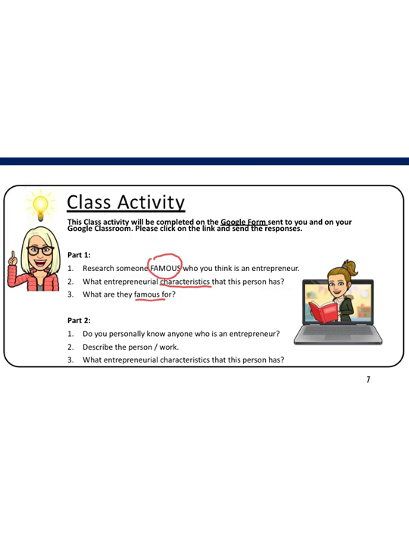Then the second part says, do you personally know anybody who is an entrepreneur? Describe what they do and what kind of characteristics they have. If you're stuck on part 2 and you personally don't know anybody in your family or friends who's an entrepreneur, that's really not a problem, as long as you've done the research on somebody famous. But I would love to hear about the girls in grade 8 who have really interesting family members or friends who are actually entrepreneurs.